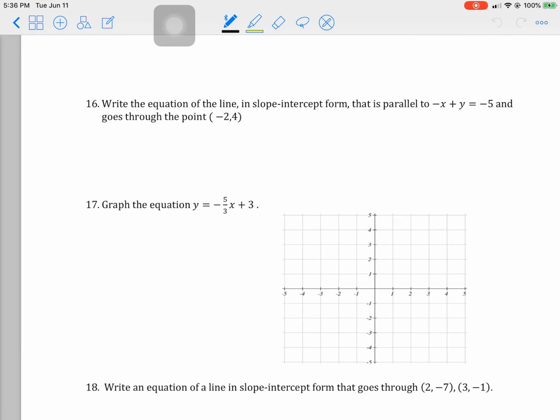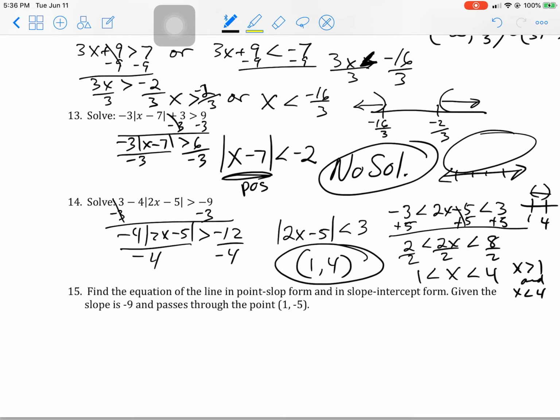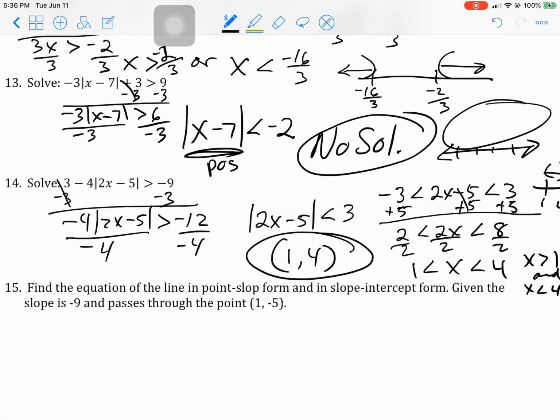15 says, whoa, sorry about that. I was just trying to make it a little bigger. There we go. Find the equation of the line in point slope form and in slope-intercept form, given the slope. So m is -9, and it passes through this point, which we're probably going to use for that. So given a slope and a point, you want the point slope form. So point slope.